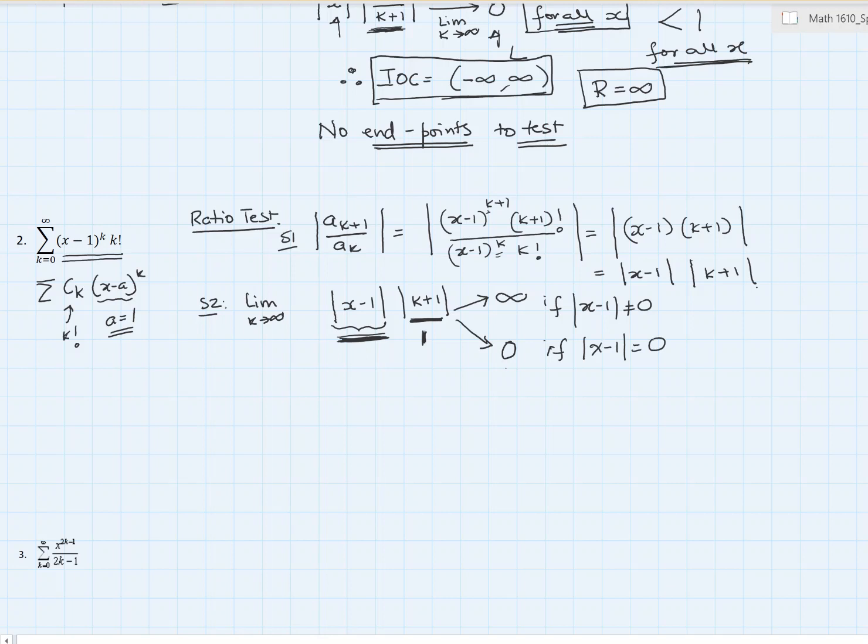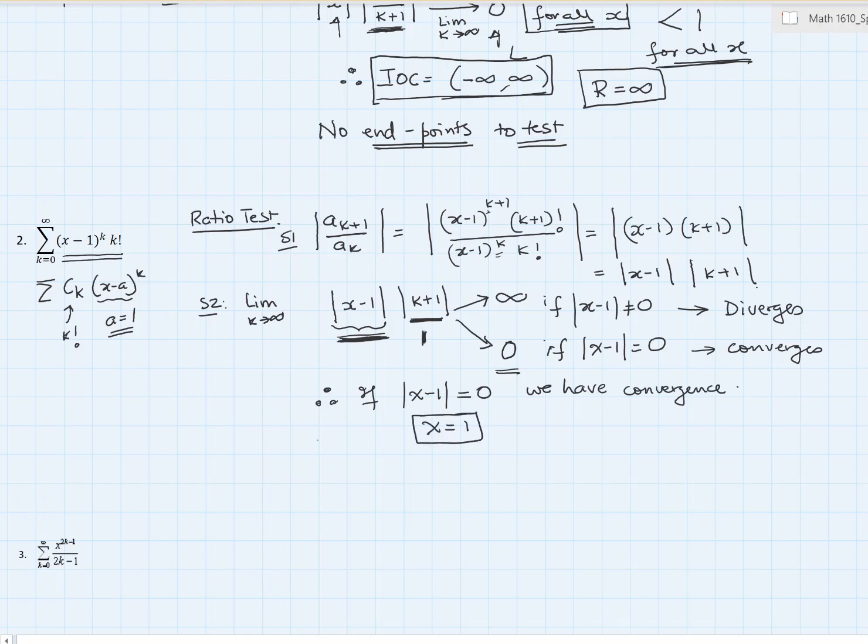So if it is 0, the limit, then clearly it converges. Whereas if this happens, it diverges, because L is supposed to be less than 1 for convergence. So what we see here is that if absolute value of x minus 1 is 0, we have convergence. But x minus 1 absolute value equals 1 means what? Means x is equal to 1.